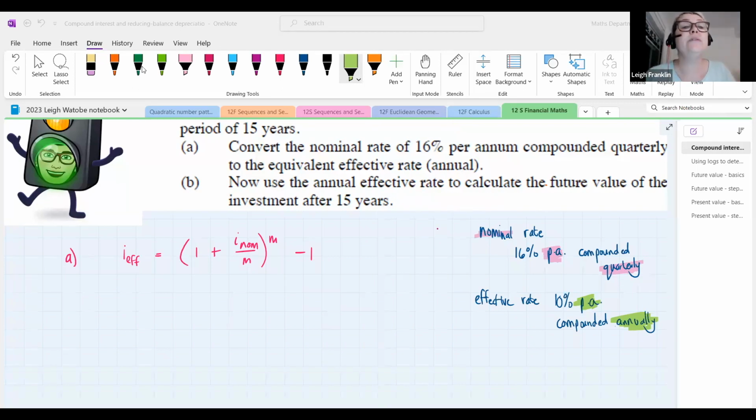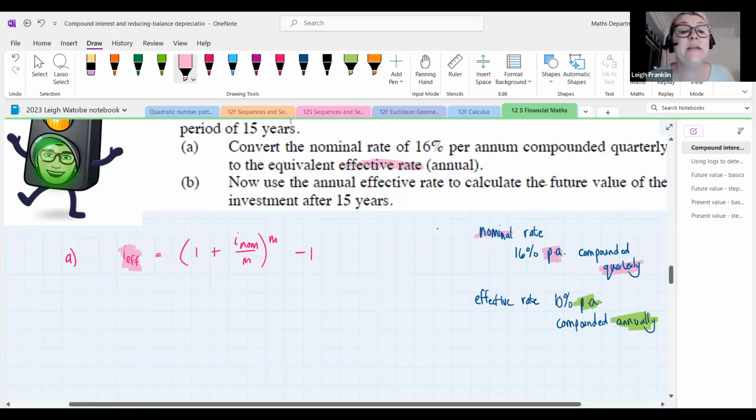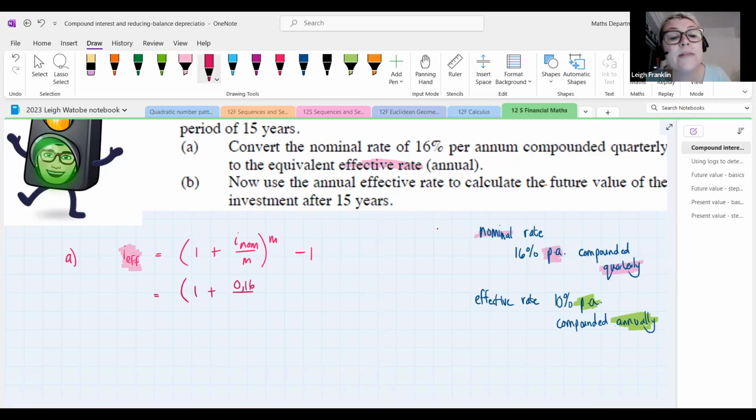If they want us to calculate an effective annual interest rate, they want us to solve for I_EFF. So the 16% will be your nominal rate. When we sub in here, we would end up with 1 plus 0.16, and M is how often it's compounded. In this case, it's compounded quarterly, so M would be equal to 4.